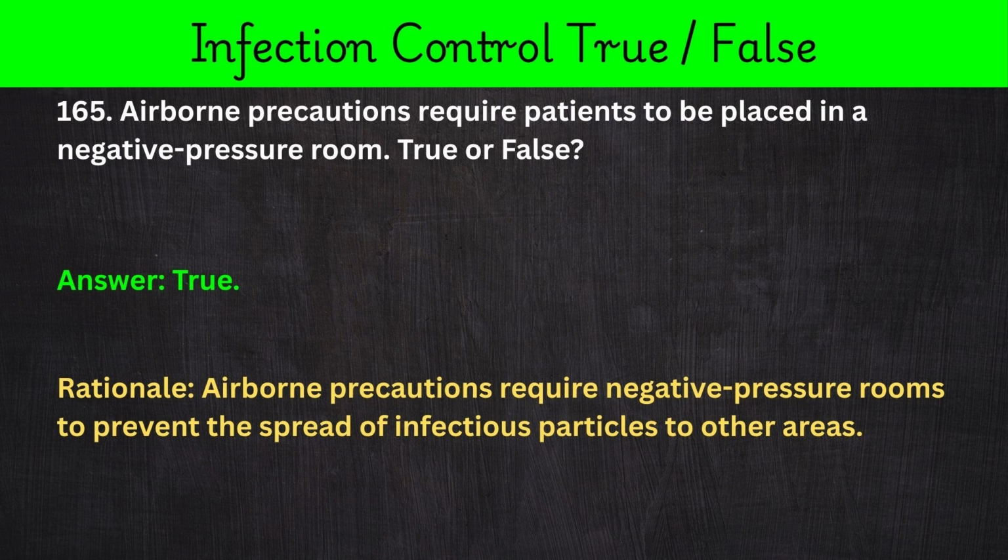165. Airborne precautions require patients to be placed in a negative pressure room. True or false? Answer: true. Rationale: airborne precautions require negative pressure rooms to prevent the spread of infectious particles to other areas.